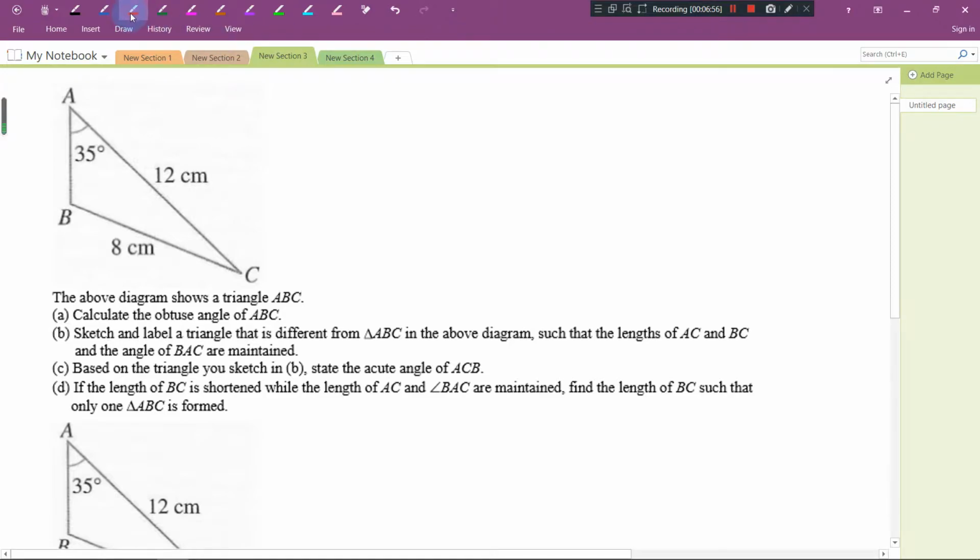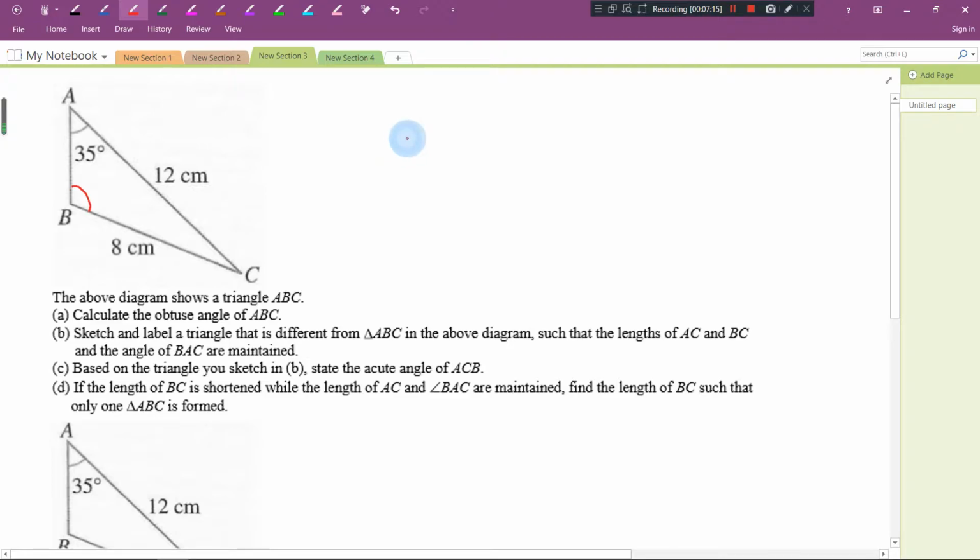Let's look at one more question. The diagram shows a triangle ABC. This is an obtuse-angled triangle because this is an obtuse angle, an angle more than 90 degrees. Calculate the obtuse angle ABC. So we are looking for this angle.